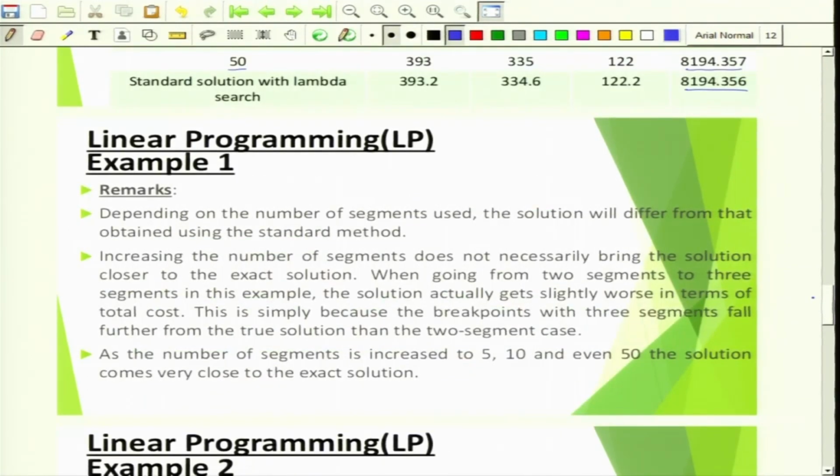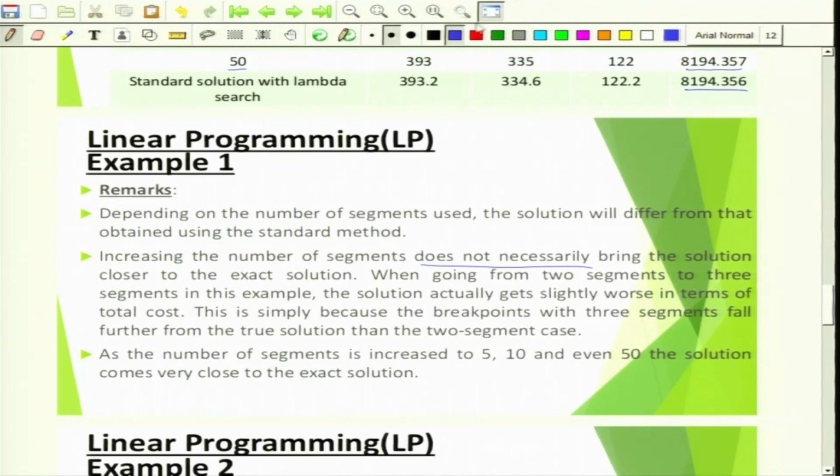So depending on the number of segments used, the solution will differ from that obtained using the standard method. Increasing the number of segments does not necessarily, this is a very important statement, bring the solution closer to the exact solution. Just a few seconds before, I told you that as you increase the number of segments, the solution will be closer to the accurate value, but it also depends on where the true solution is lying.